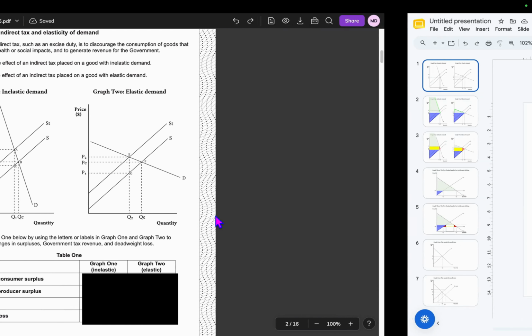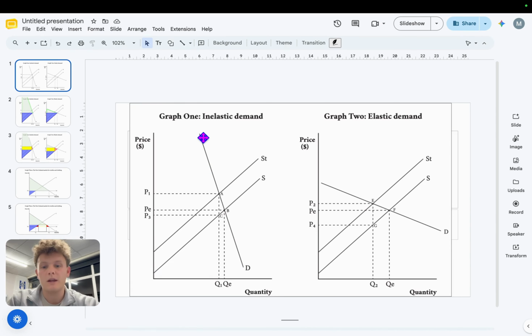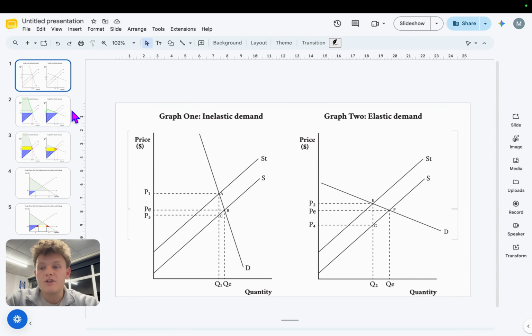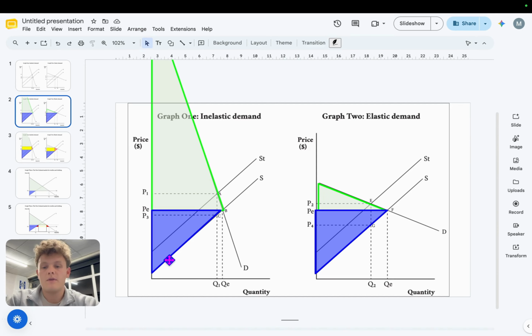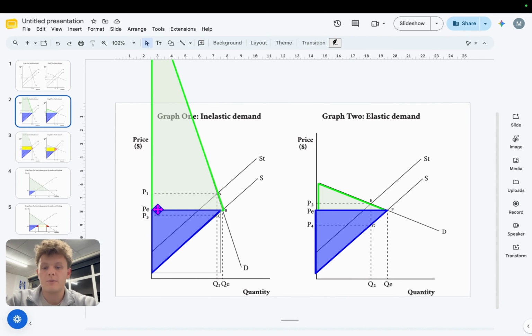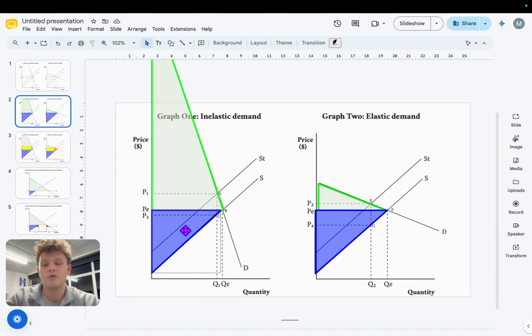So let's flick over to our graph on our slides here and talk about it. So first, the difference between the price that the consumers were willing to pay, the demand curve, and the price PE, our original equilibrium, is our original consumer surplus. So it's shown in green here, it goes all the way off the graph. The original producer surplus is the difference between the price that they received and the price the producers were willing to receive, the supply curve. So this blue triangle. And then on the other side, the triangles are in the same place.